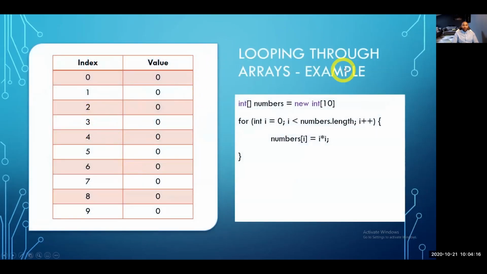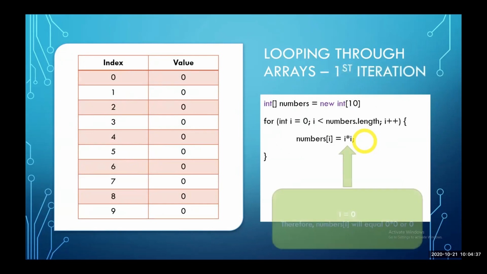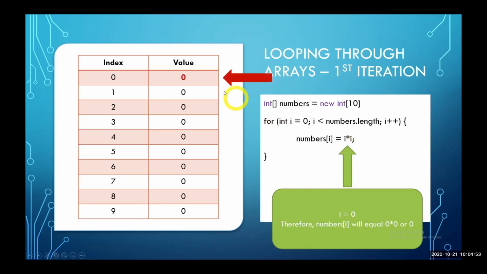Let's say, for example, we have this problem right here. numbers equals new int of size 10. So we do for int i equals 0, i is less than numbers dot length, i plus plus. And then we're going to set numbers[i] equal to i times i. So the first iteration, i equals 0, therefore numbers at i will equal 0 times 0, or 0. Remember, i equals 0, so numbers at index 0 equals 0. You see right here.